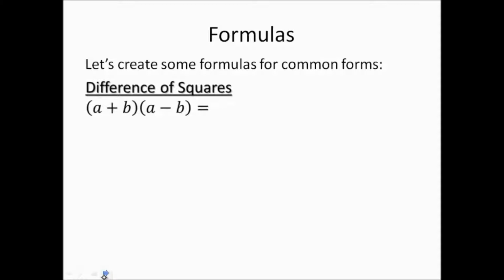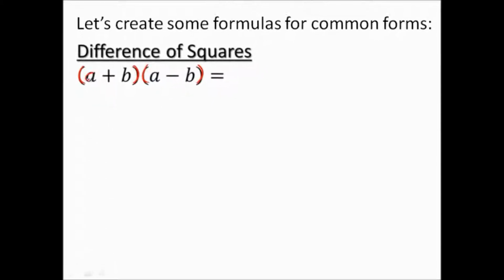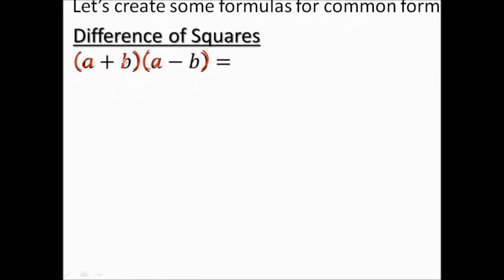You may have seen this before, and you may have also remembered that there seems to be something interesting that always happens when you multiply two binomials together when they have the same first term and last term but different signs. Well, let's see what happens. A times a gives us a squared. A times negative b gives us negative ab. Positive b times positive a gives us positive ab. And the last term is negative b squared.